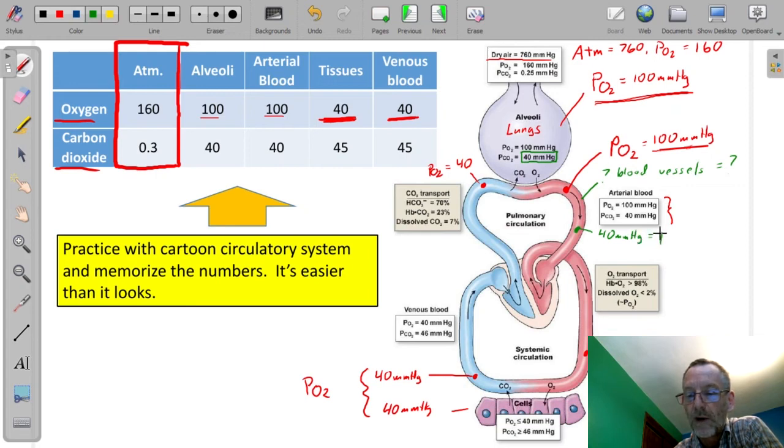And this is the partial pressure of CO2. No change going through the heart. So again, entering the tissues, the partial pressure of CO2 is 40.